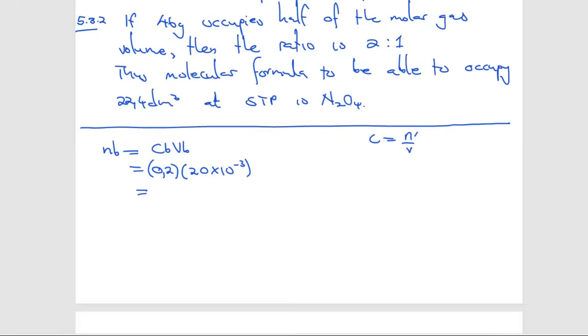So if I do the math, 0.2 multiplied by 20 times 10 exponent negative 3, I'm getting a value of 4 times 10 negative 3 moles. So these are the number of moles, and that's our answer, then proceeding to the next question.